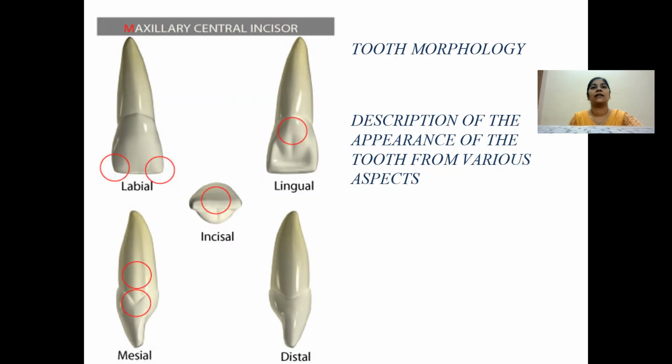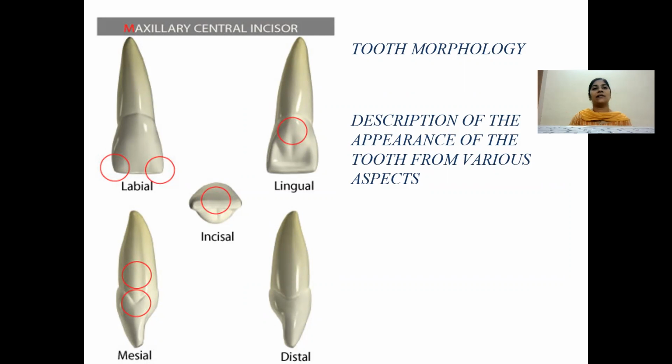Coming to the lingual aspect, the highlighted area is called the cingulum. That is the characteristic feature of that aspect. Then in the mesial aspect, 2 highlighted areas are there: the cervical line and the developmental depression that is seen on the root. When you look at the cervical line carefully, the cervical line seen on the mesial aspect is deeper compared to that of the distal aspect. And the next highlighted area is the developmental depression.